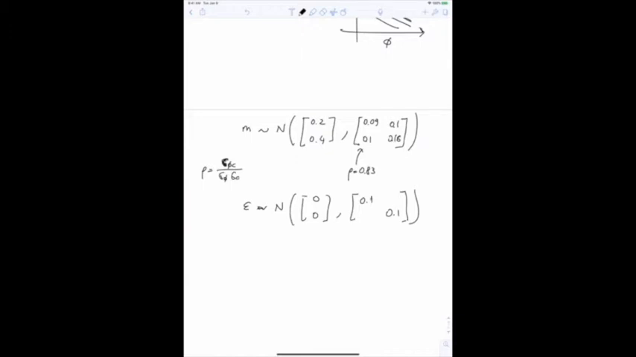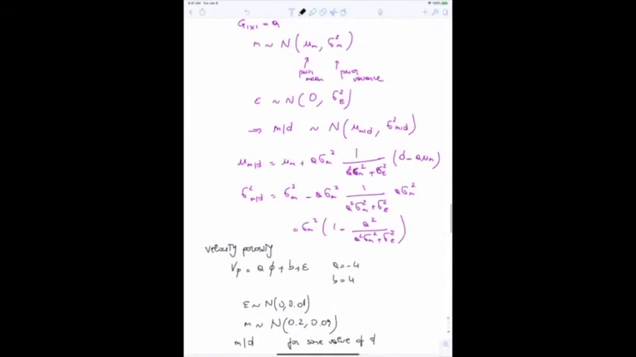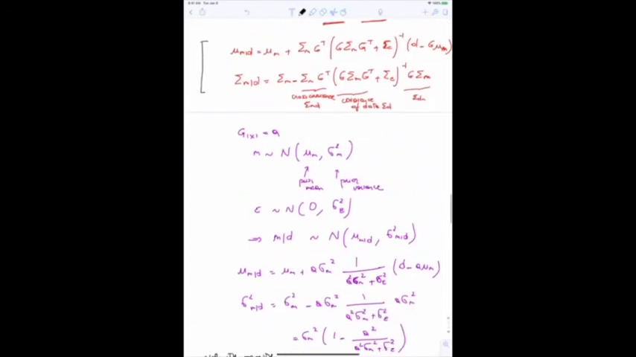Or we can even make it smaller and say 0.01. Okay, these are the assumptions. Now, what we're trying to compute is the probability of M given D. We know that this is Gaussian, so we can just apply this equation here at the top.